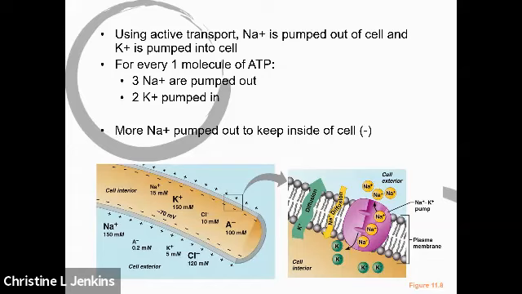Because if we have those original concentration gradients, if we always have more potassium on the inside, if we always have more sodium on the outside, then potassium will diffuse out faster than sodium, and we'll get that difference in charge.